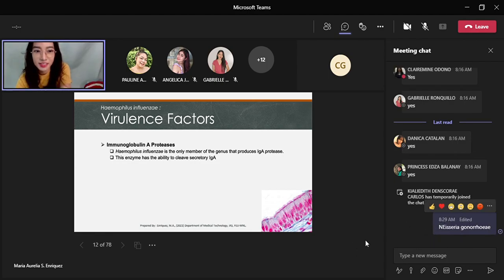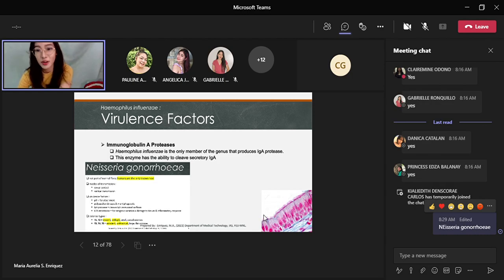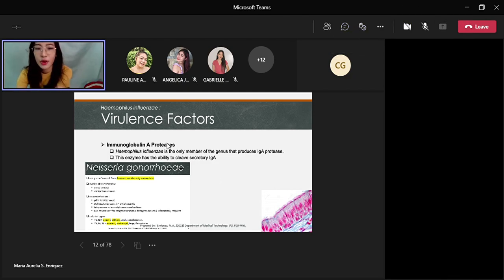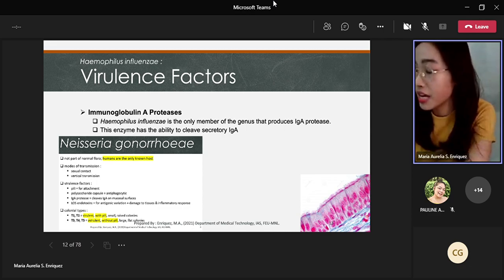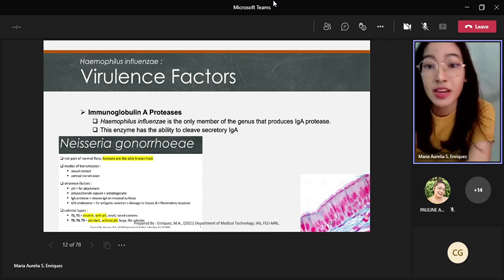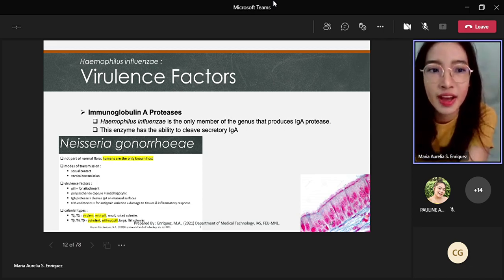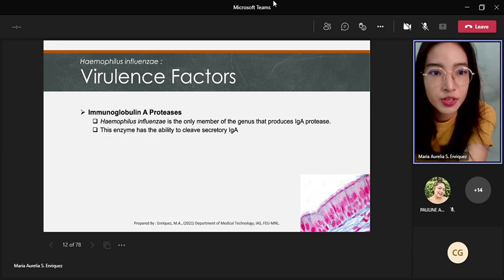Okay, so the correct answer is Neisseria gonorrhoeae, as shown here in this pop-up screenshot. Ayan. So, kapag sexually transmitted po, it would cause gonorrhea. Pero kapag vertical transmission, it would cause ophthalmia neonatorum. Okay, so parehas po sila na nagpo-produce ng IgA protease. Okay, proceeding to the next virulence factor.